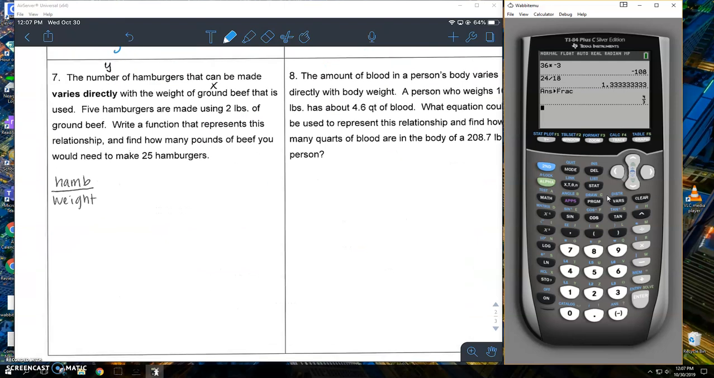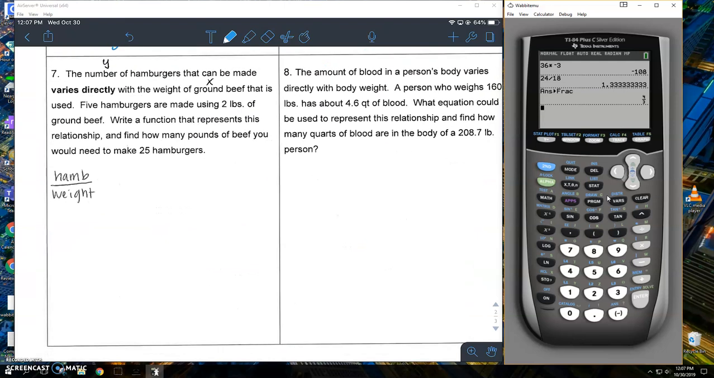Number 7, the number, which is y, of hamburgers that can be made varies directly with the weight of the ground beef that is used. 5 hamburgers are made using 2 pounds of ground beef. Write the function that represents the relationship to see how many pounds of beef you'll need to make 25 hamburgers.